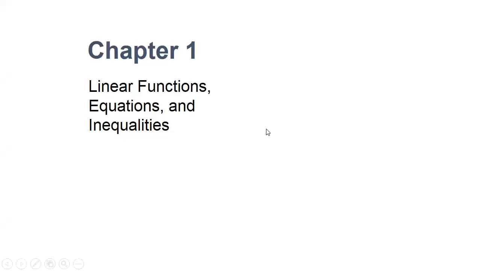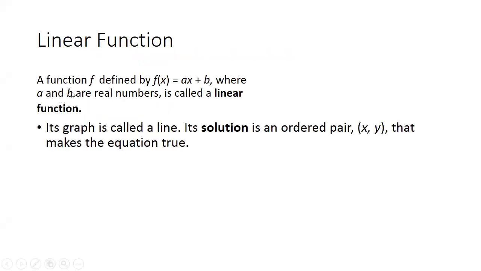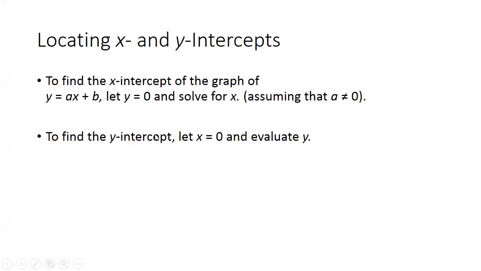Okay, here we want to look at linear functions, equations and inequalities now. So a linear function is a function f defined by f of x equal to ax plus b, where a and b are real numbers. As you notice, we don't have any square or cubed terms or anything like that. The graph is called a line, a straight line.